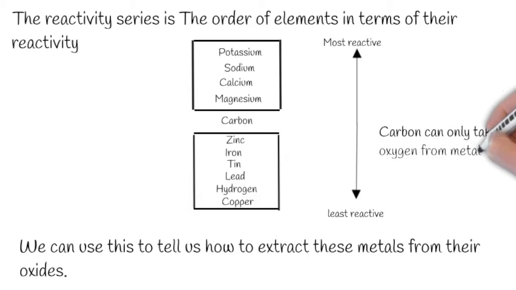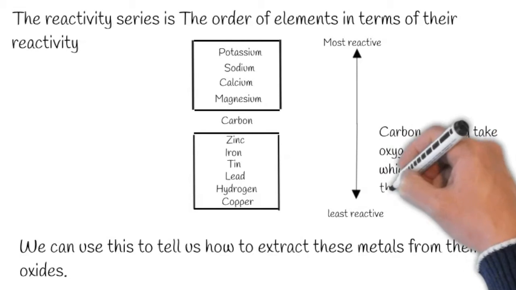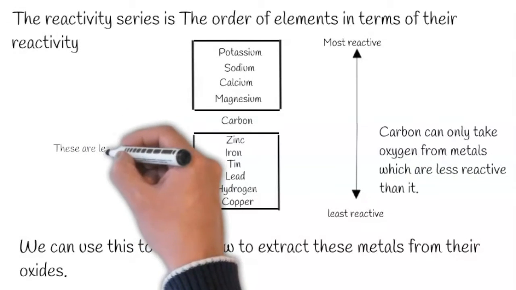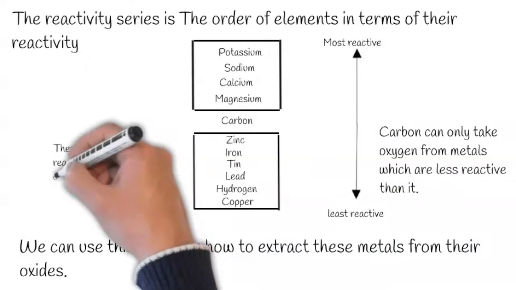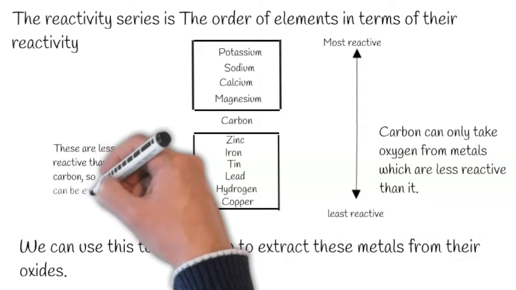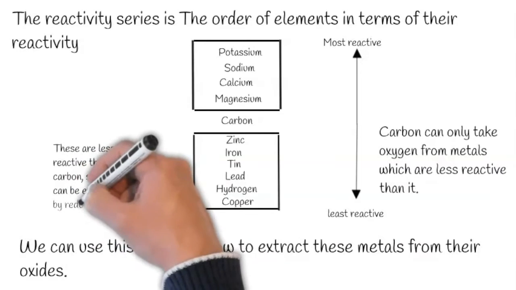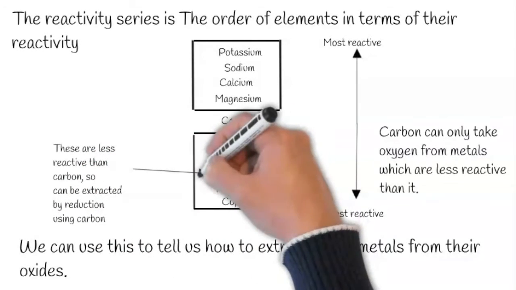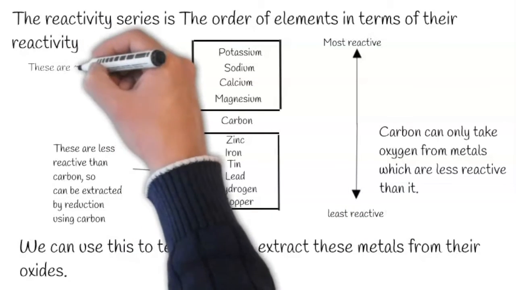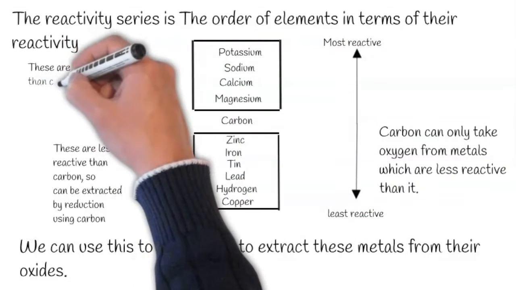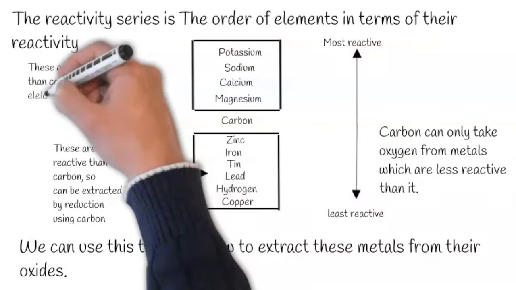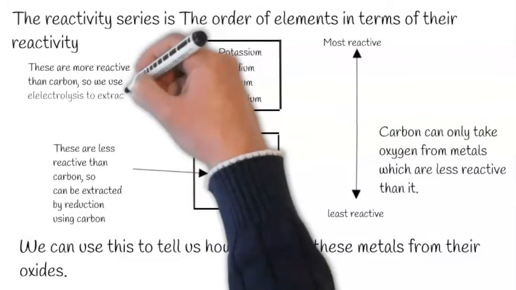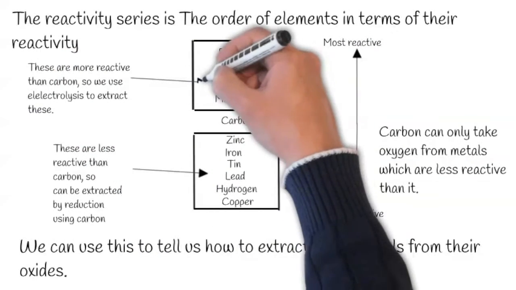Carbon can only take oxygen from metals which are less reactive than it. These are less reactive than carbon and therefore can be displaced by carbon by a reduction reaction. However, as we looked at in the last video, these are more reactive than carbon. So we must use electrolysis to extract them from their oxide.